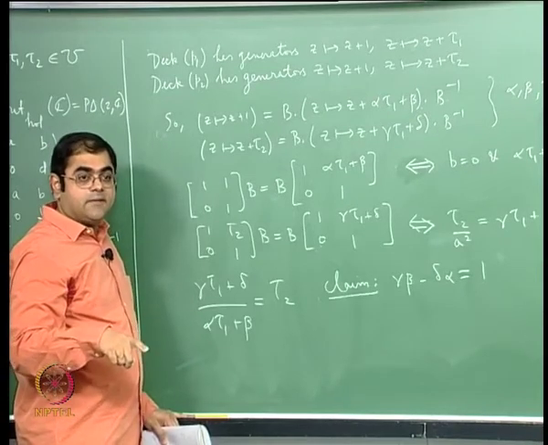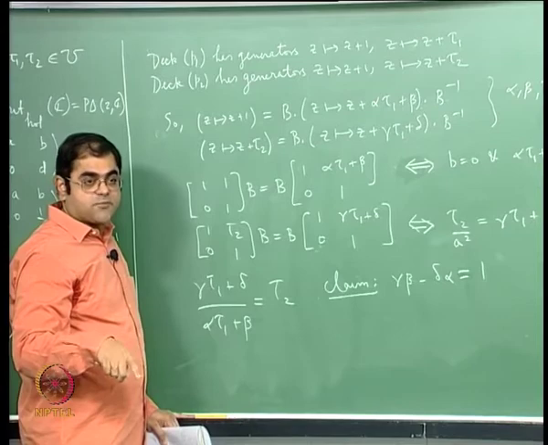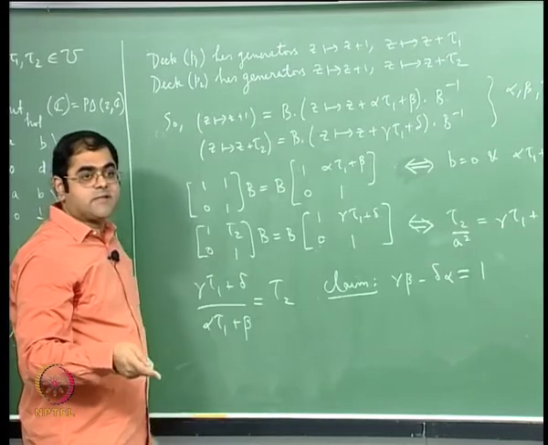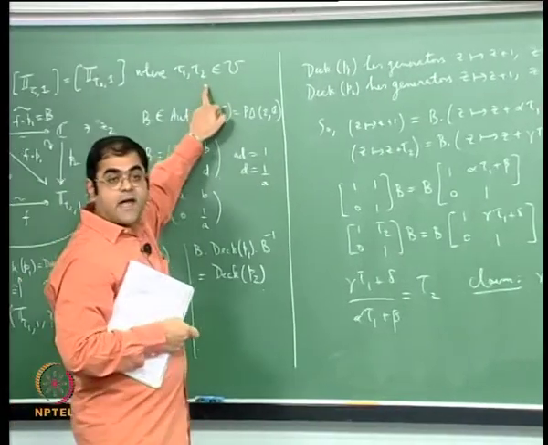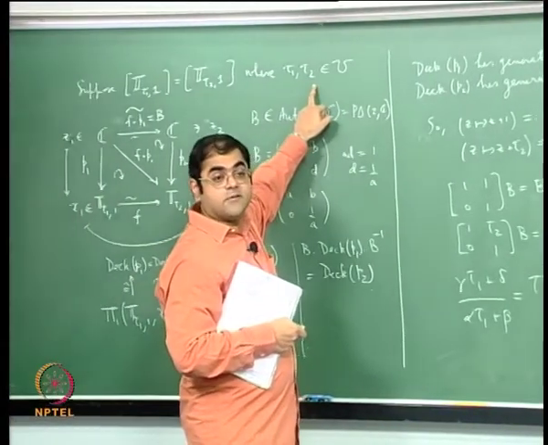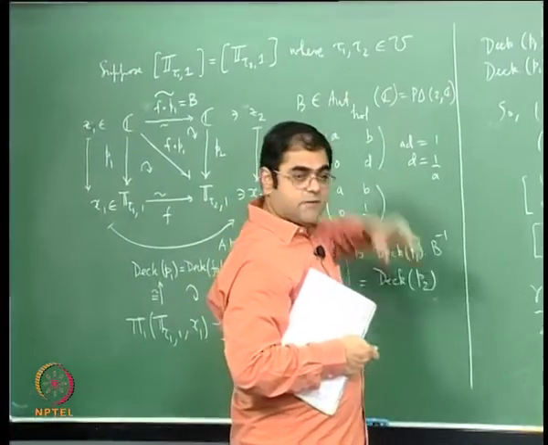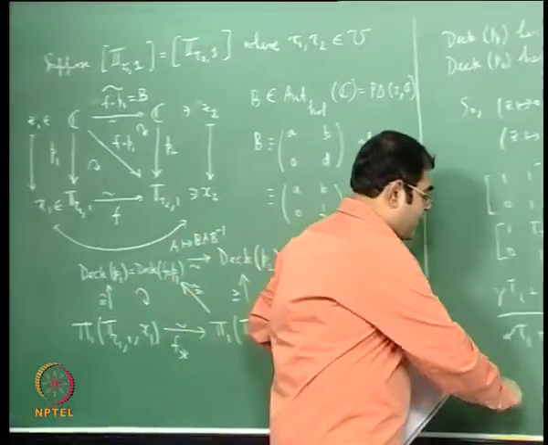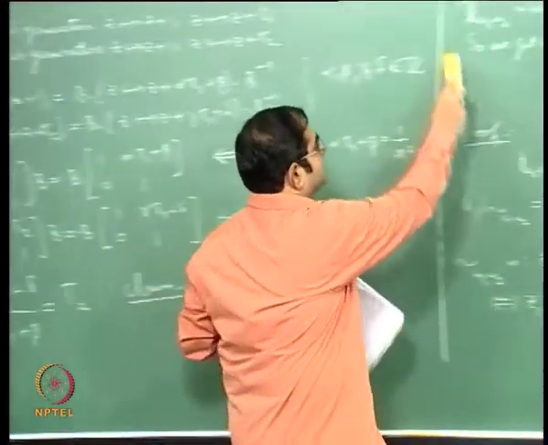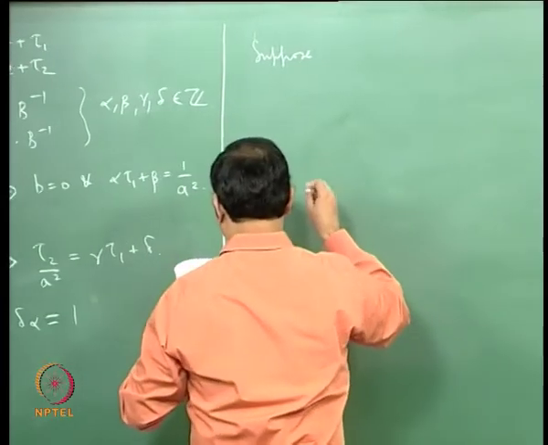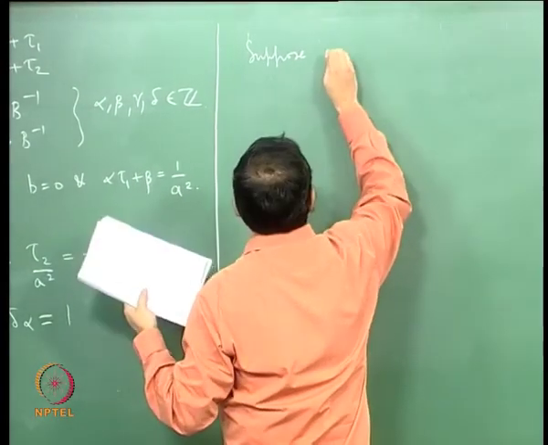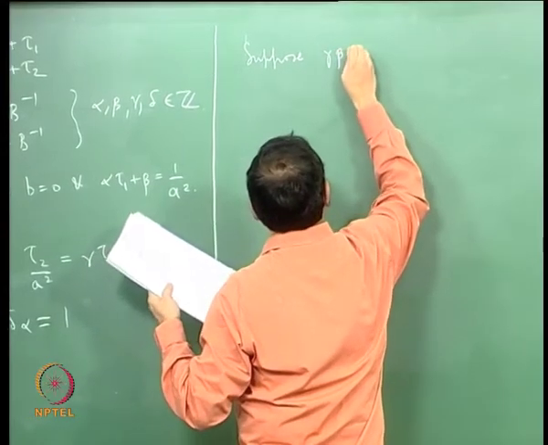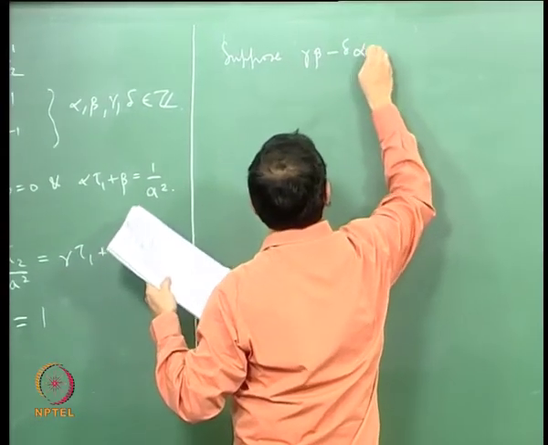Then I will have to eliminate the case that it is minus 1, and eliminating the case that it is minus 1 is precisely where I am going to use that tau 1 and tau 2 have imaginary part greater than 0, which is a very direct calculation. So let me write out that calculation. Suppose it's 0. I am trying to give a very elementary argument. Suppose gamma beta minus delta alpha is 0.